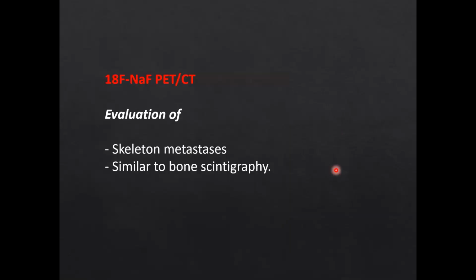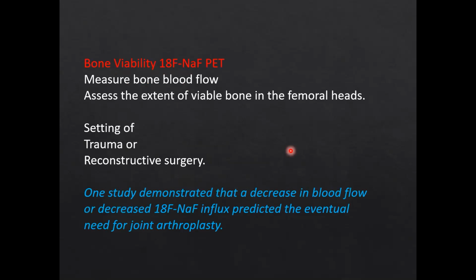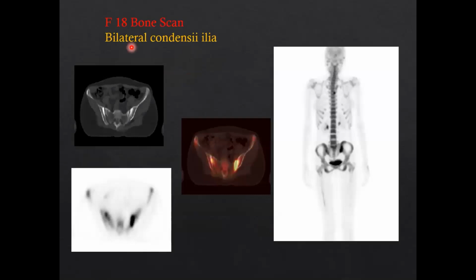Coming to another important radiotracer which I was focusing on, 18F sodium fluoride PET-CT. It is done for evaluation of skeletal metastasis and it is similar to bone scintigraphy. Regarding bone viability, sodium fluoride PET measures bone blood flow and assesses the extent of viable bone in the femoral heads, in the setting of trauma or reconstructive surgery. One study demonstrated that a decrease in blood flow or decreased sodium fluoride influx predicted the eventual need for joint arthroplasty. So this is an F18 bone scan. It is a type of bone scan done with PET, not a routine nuclear bone scan.